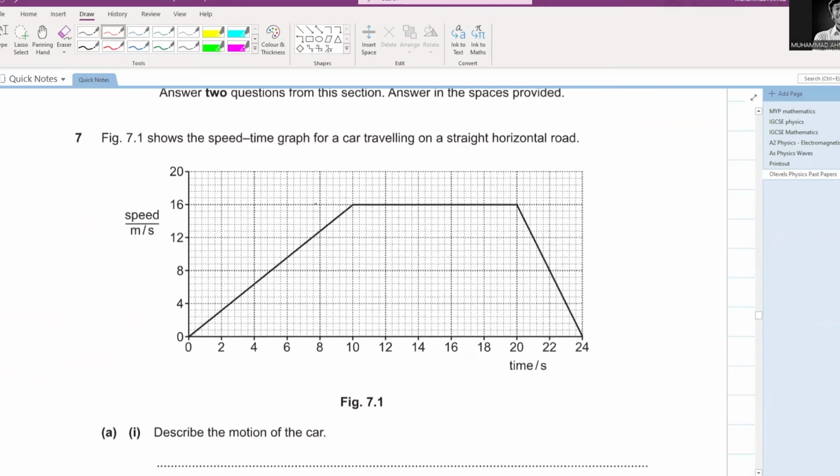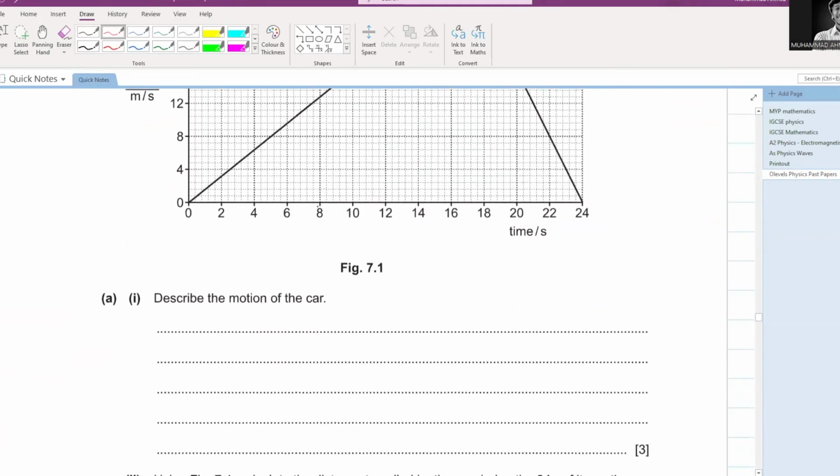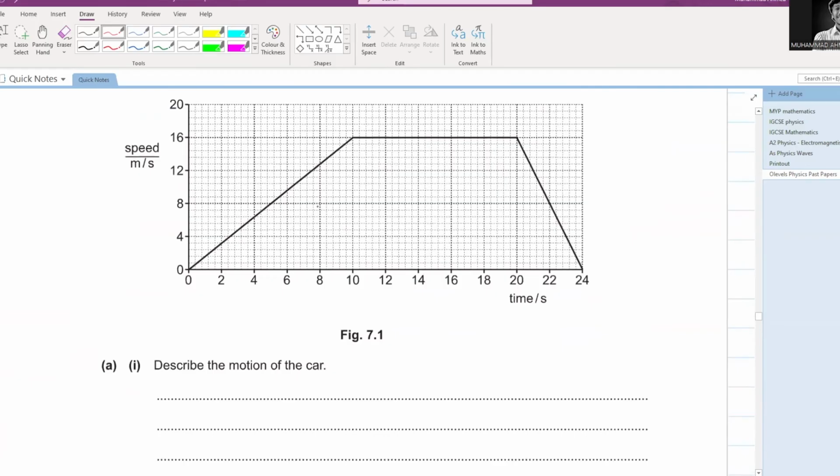अब इस सवाल पे आ जाओ. Figure 7.1 shows the speed time graph for a car traveling along a straight horizontal road. Perfect. So this is the speed time graph for a car traveling along the straight horizontal road. You have to describe the motion of the car. It is a three marker question.